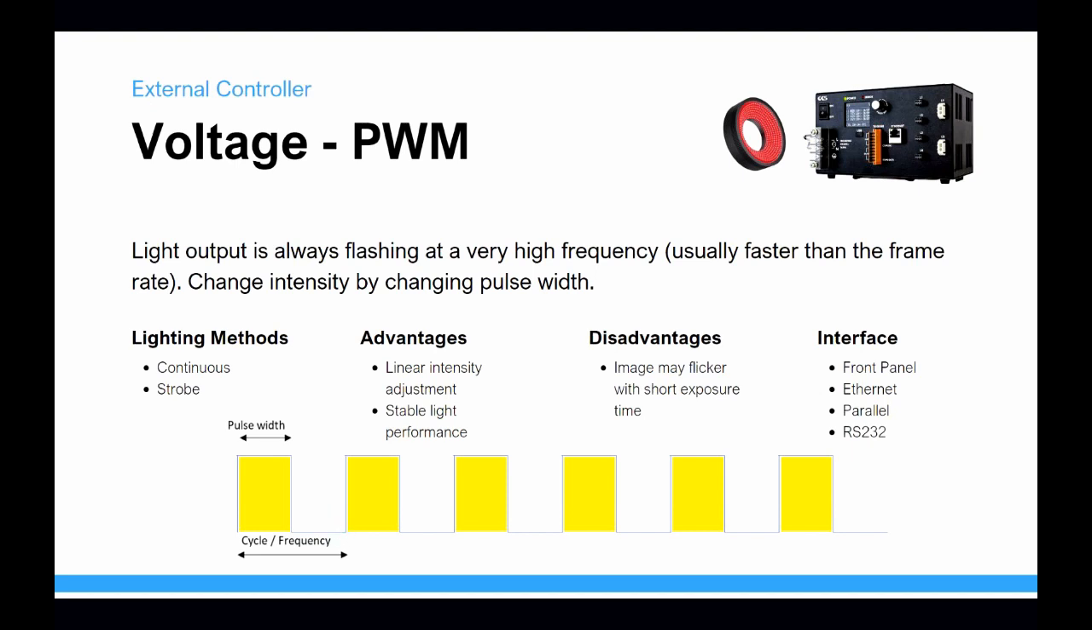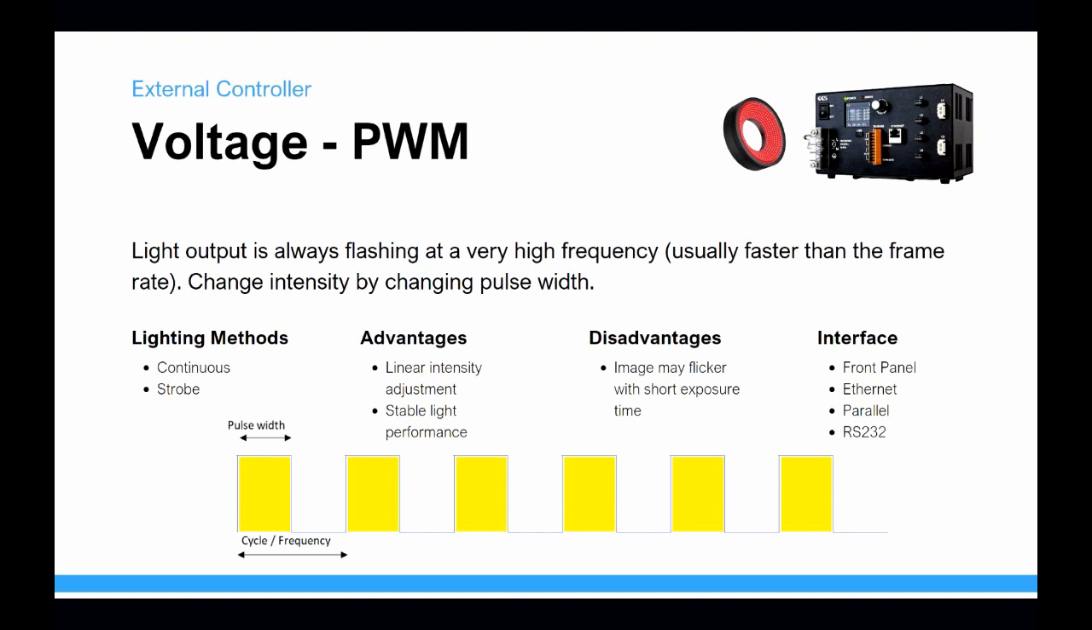So an advantage of this type of system is its linear intensity adjustment. As you're just dealing with the high frequency pulses, if you set it up to a pulse width of 30%, your intensity is going to be 30%. So overall, you're getting a very stable light performance. And then the lighting method that you can do is just continuous strobe, so you can't overdrive. The disadvantage of this is the image may flicker with your shorter exposure times, and I'll get into that in the next slide.